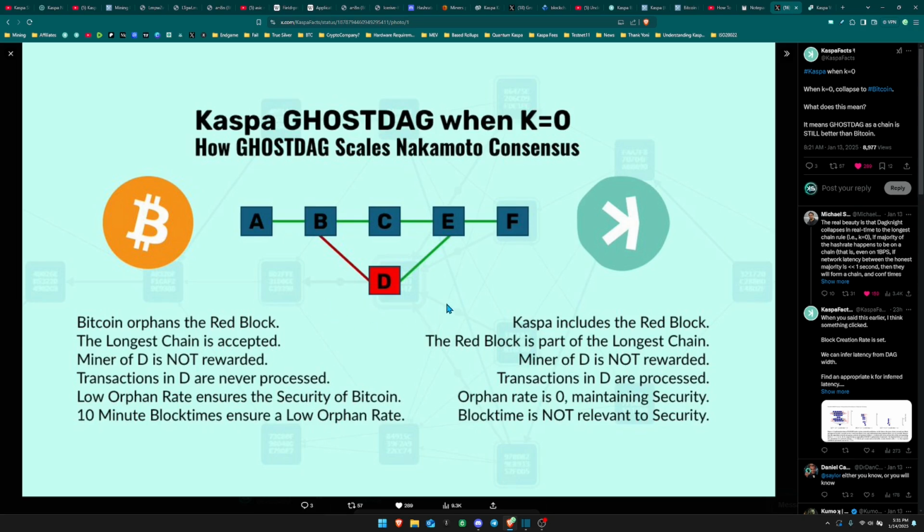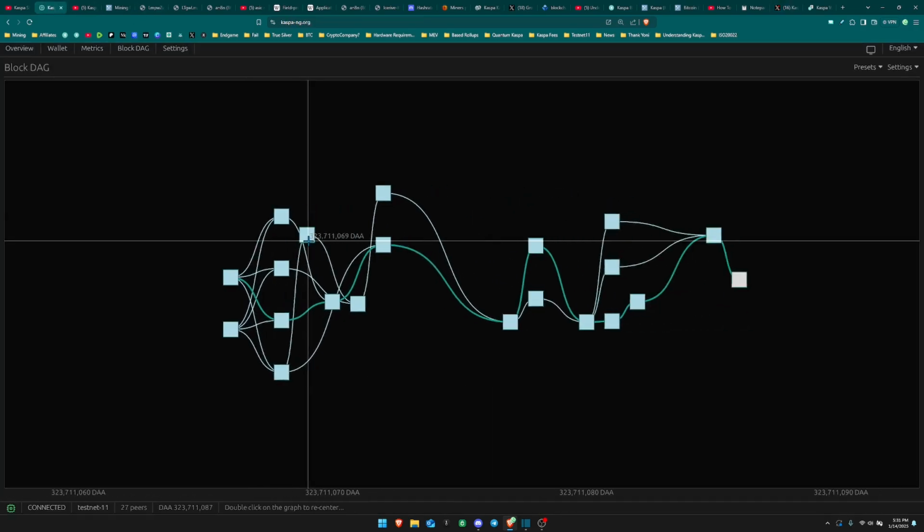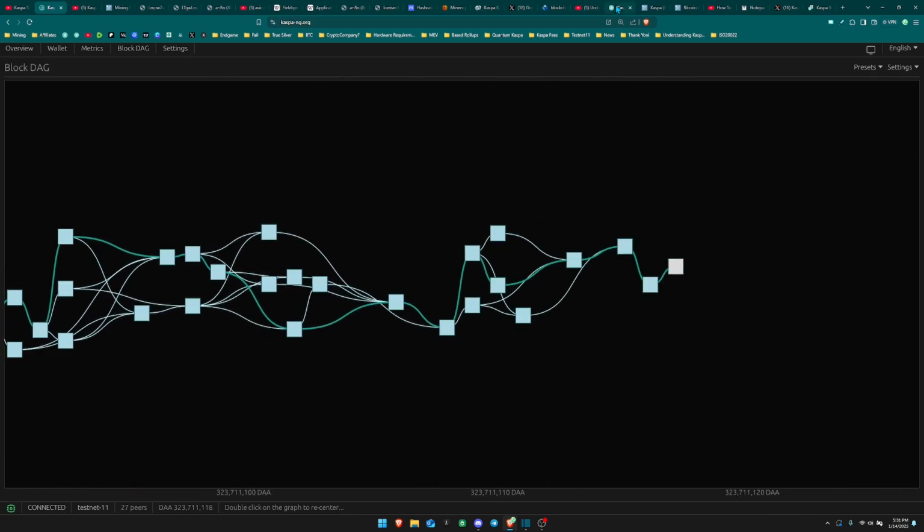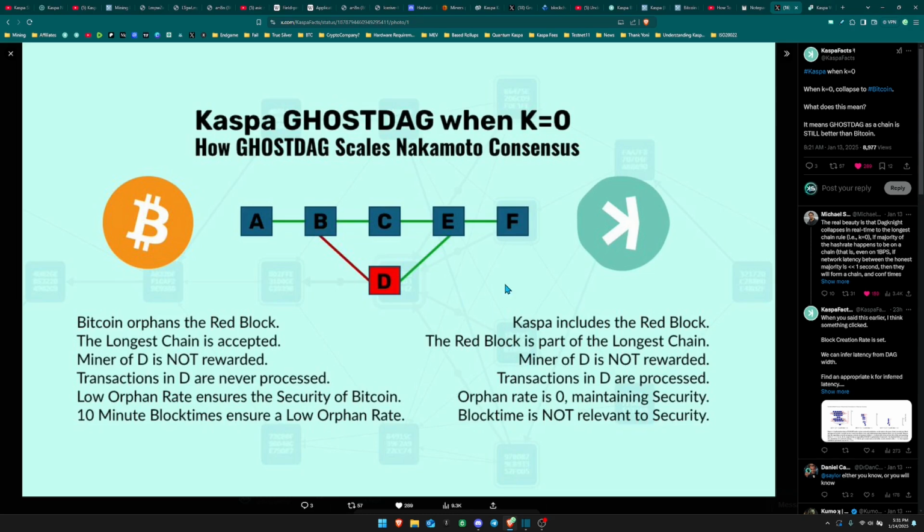So in Kaspa, it improves this because Kaspa will include the orphan block within the network. And this is why Kaspa is called a block DAG, because the blocks within Kaspa are created in parallel and it no longer needs to orphan this block. Within Kaspa, the red block is part of the longest chain. Now the miner is still not rewarded for creating this block, but the transactions that are in this block are still processed on the network.